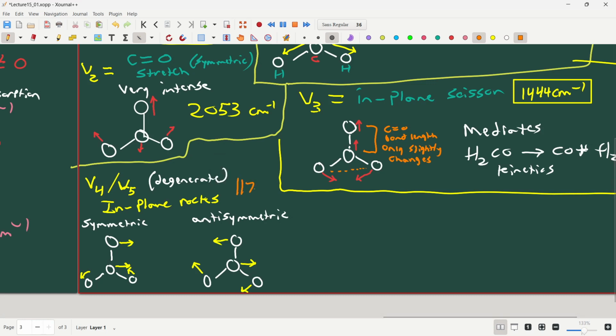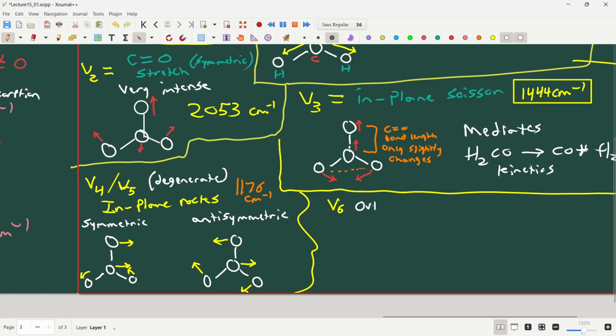And these are both at 1176 wave numbers. They're kind of low energy. All right, and now we're left with the last one, which is very similar to the one we just talked about, but because of the symmetry of the molecule, it's actually not degenerate with the other set, but it is very close in energy.